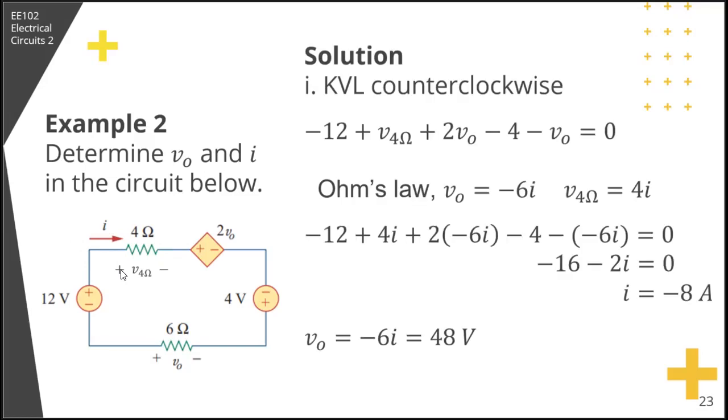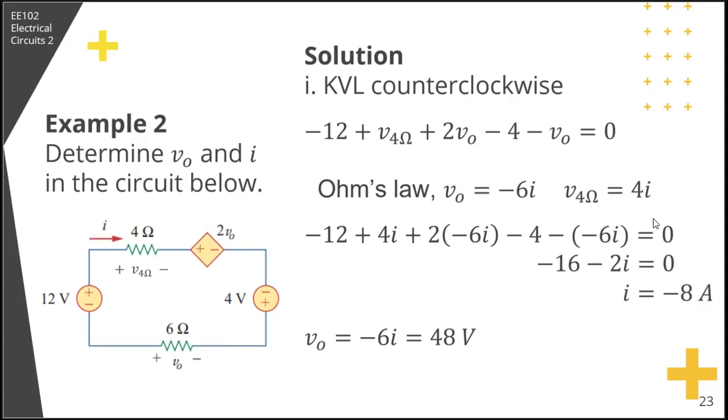Then let's have KVL counterclockwise. So it becomes negative 12 plus V4 ohm plus 2VO minus 4 volts minus VO, and that's equal to 0. Then according to Ohm's law, VO: I is clockwise, so the current first sees the negative terminal, so VO is equal to negative 6I. For V4 ohm, the current first sees the positive terminal, so V4 ohm is equal to 4I.